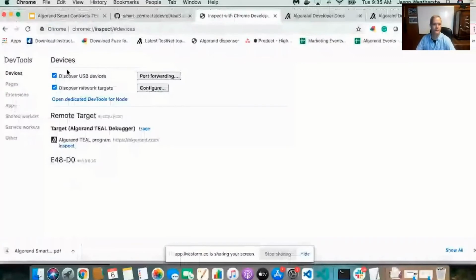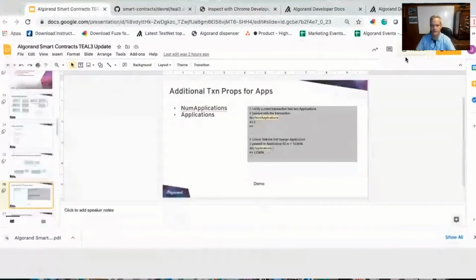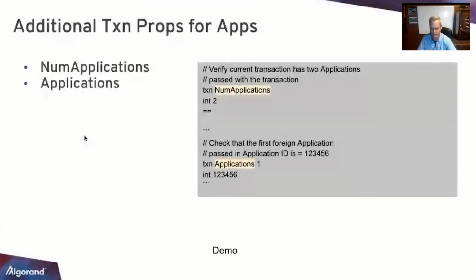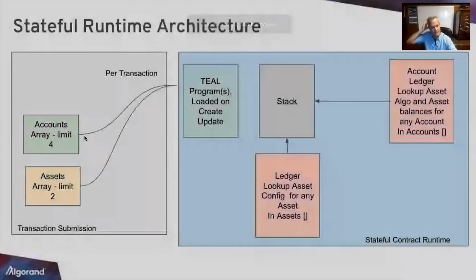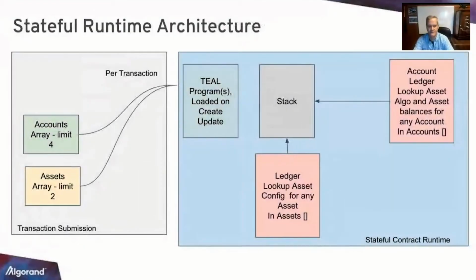All right. So going back to my presentation, those are 2 new features that we have for TEAL 3. And then I want to talk a little bit about assets in the accounts array. Like I said earlier, anytime you have the accounts array, you can look up anything about that user in the ledger. You can look up their Algo balance, look up their asset balance. You can also interrogate their local storage values for any contract in the system.